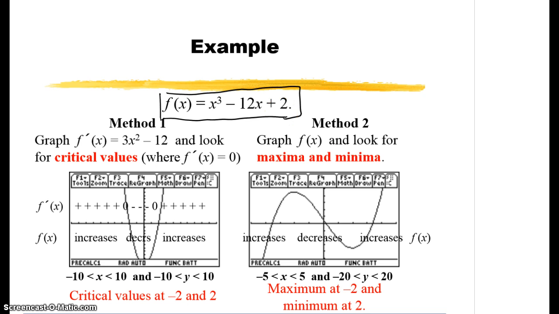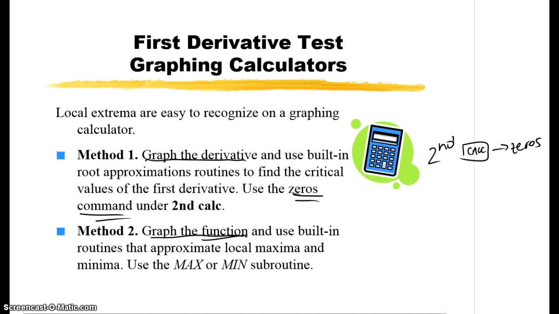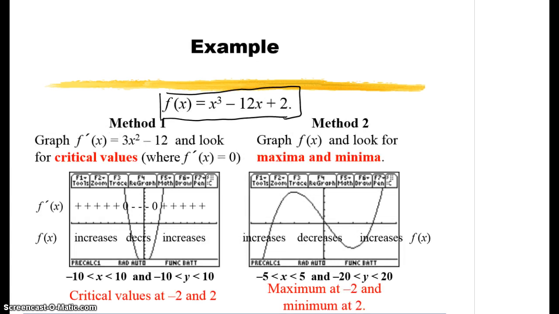So there are two methods whenever you want to find possible local extrema. The first method is to graph the derivative and then use the built-in function to find critical values using the zeros command under second and calc. So the first method is second and calc, and then we choose zeros. Okay, this is when we graph the derivative. The second option is to graph the function, not the derivative but the function itself, and then use the max or min commands. So let's illustrate that for both.